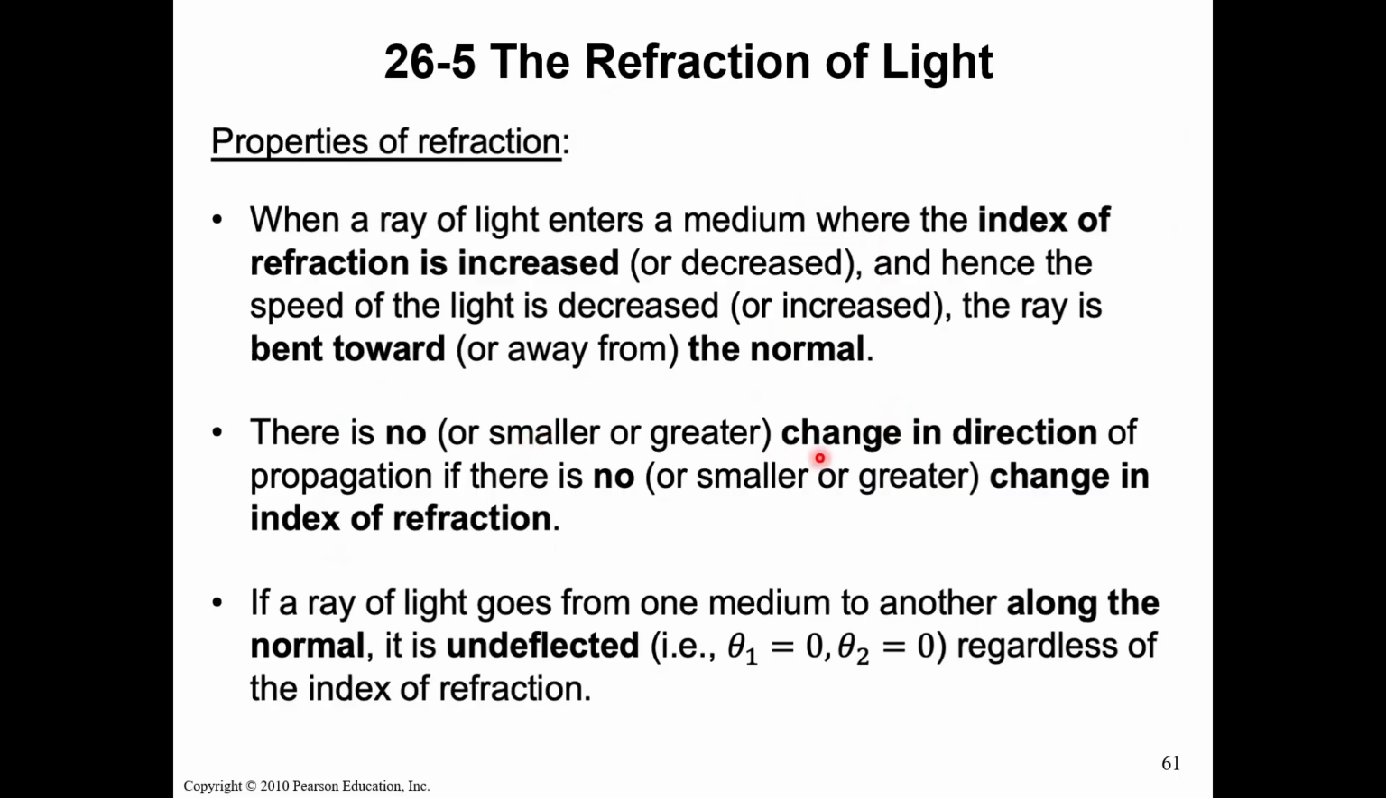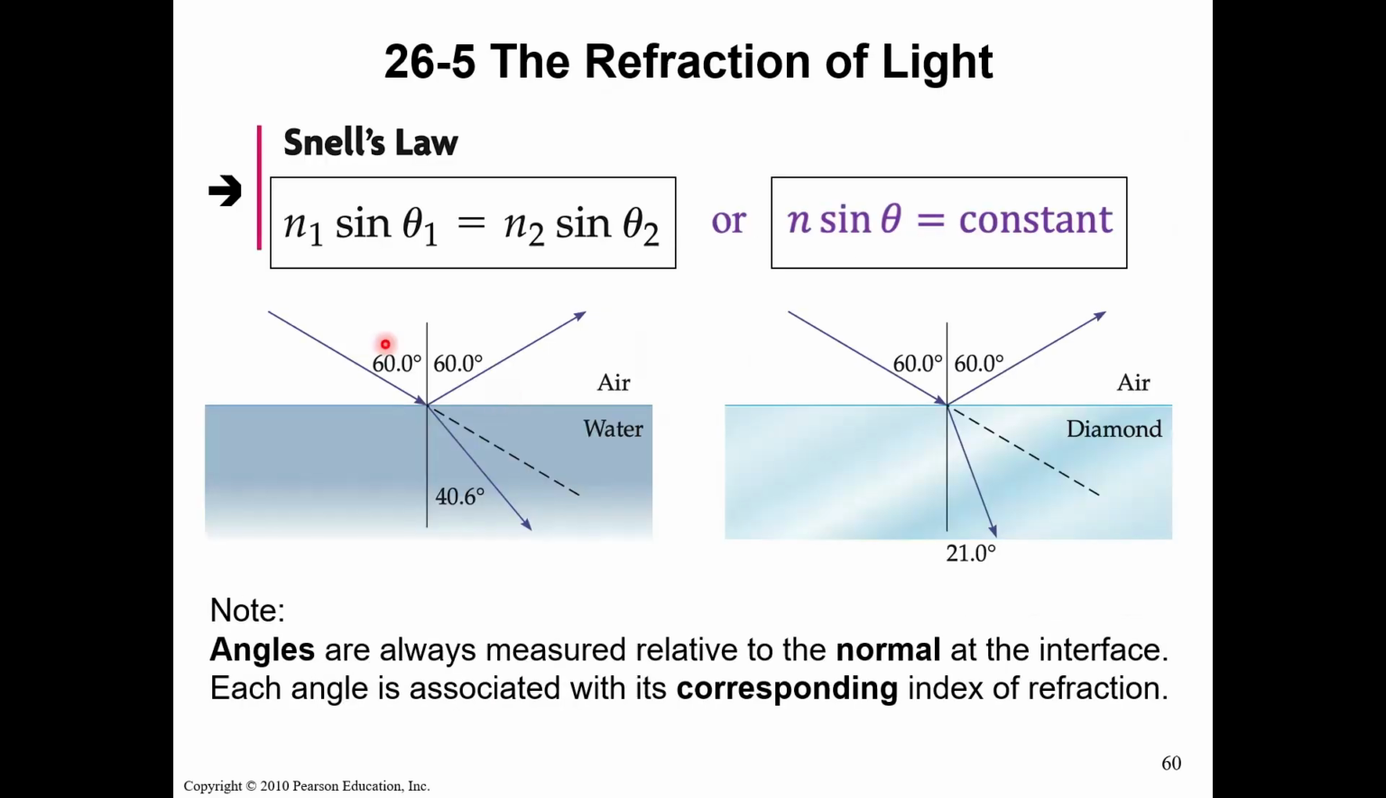And there is a smaller change in the direction of propagation if there is a smaller change in the index of refraction. And if the ray of light goes from one medium to another along the normal, then it is not deflected, regardless of the index of refraction. This is because when you go along the normal, theta 1 is 0 degrees. Remember that the angle of incidence is always defined as the angle with respect to the normal direction.